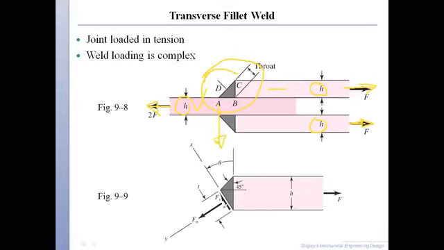So here, if I take a section anywhere, it's going to look like this. Now, let's attach some axes to this weldment. Let's say this is x, and this is our y. Now, there are going to be forces if we are applying force F over here.